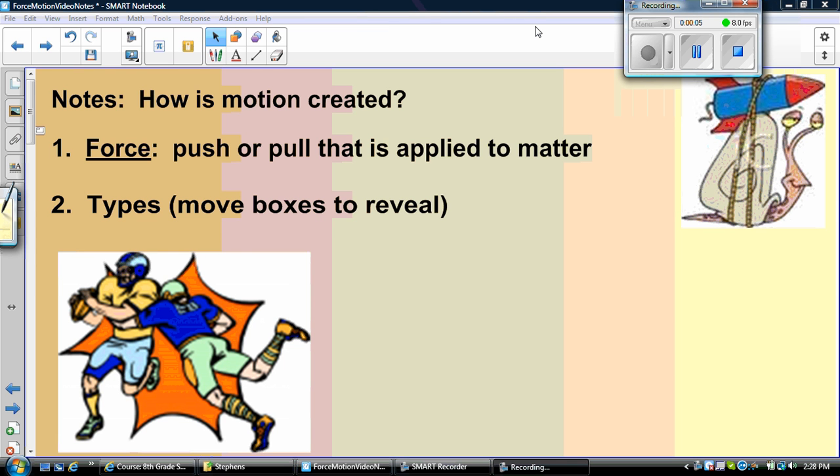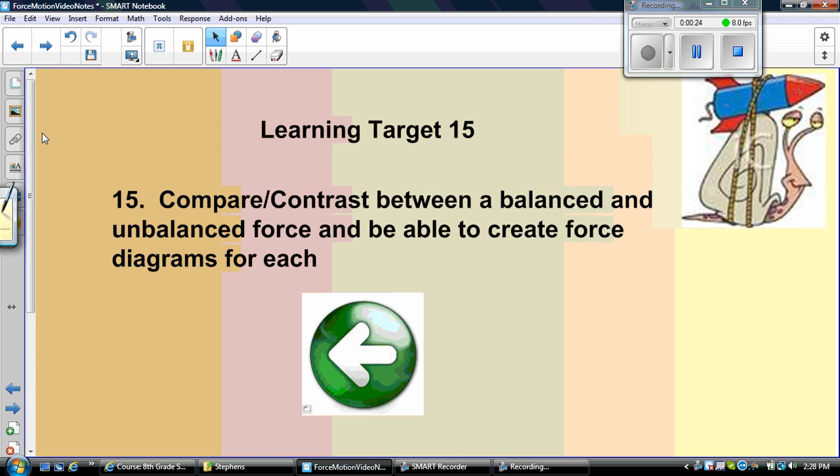Okay, now that we have learned about motion, speed, and a change in motion, we're going to start talking about how forces can help start something to move or stop it from moving, so we're going to look at how motion is created. This goes with learning target 15: compare and contrast balanced and unbalanced forces and be able to create a force diagram for each.